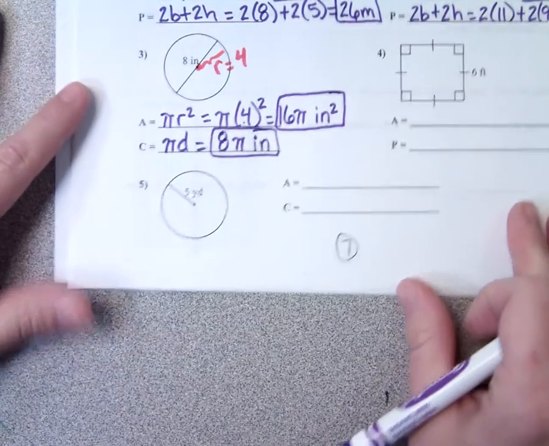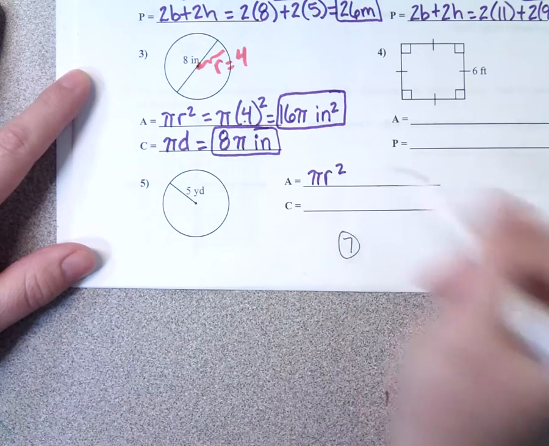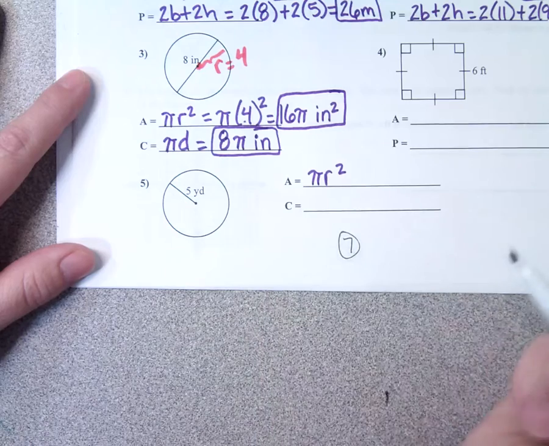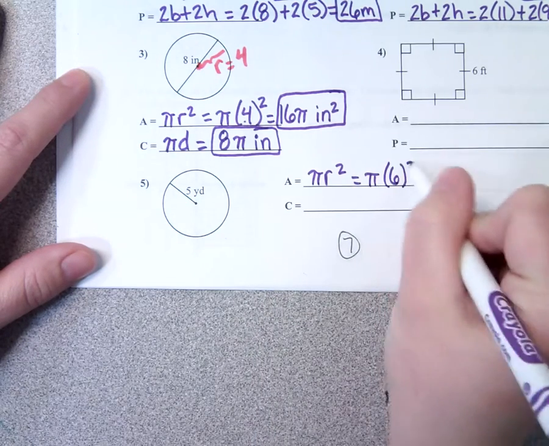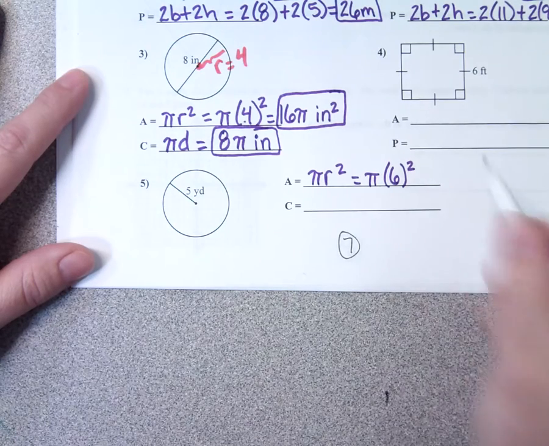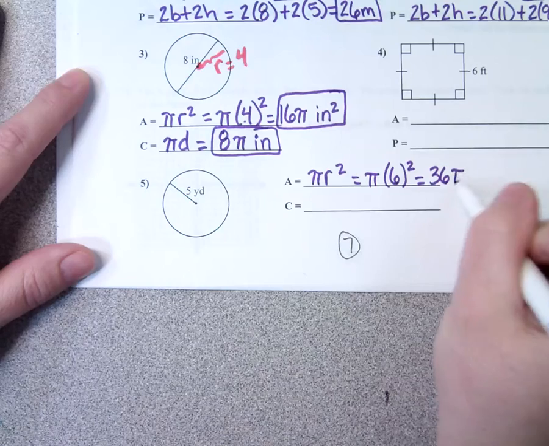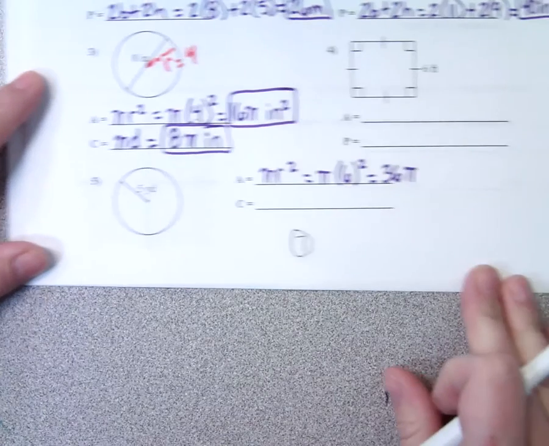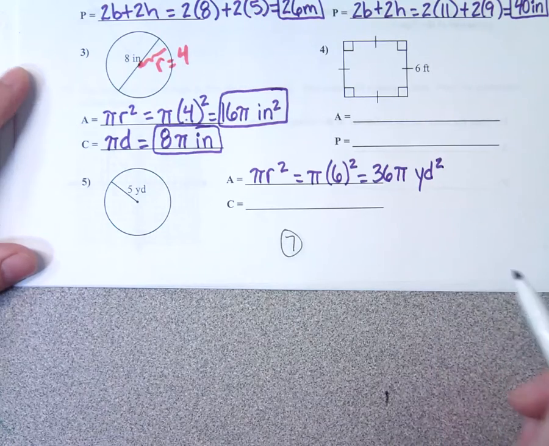Okay, let's go ahead and do 5. Area is pi r squared. And is this 5 our radius? Yes, it is. So it would be pi times 6 squared. And how much is 6 squared? 36. So it would be 36 pi. And what would my units be? Yards squared.